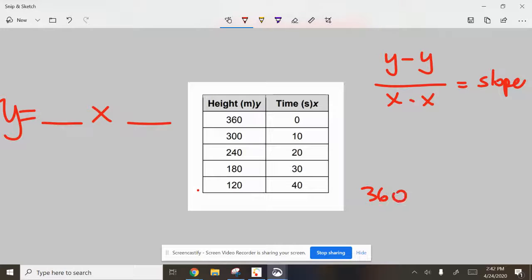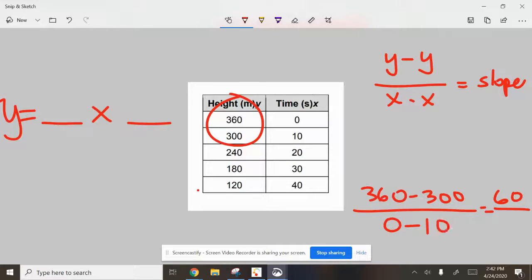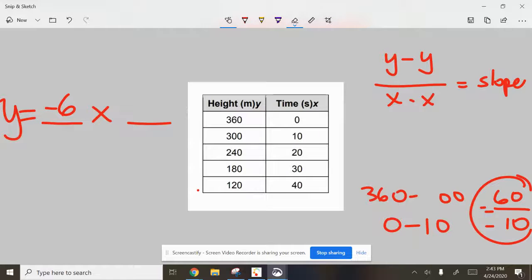Now, if I do 360 minus 300, I'm doing y minus y, and I'm going to get 60. And what if I do 0 minus 10? I'm doing x minus x. 0 minus 10? Well, nothing minus 10 is just going to be negative 10. And when you plug it in the calculator, you could reduce it. 10 goes into 60 6 times, and that negative's there. So negative 6. Okay? Which is great. It's perfect. We need all that information. Actually, we don't really know that yet.